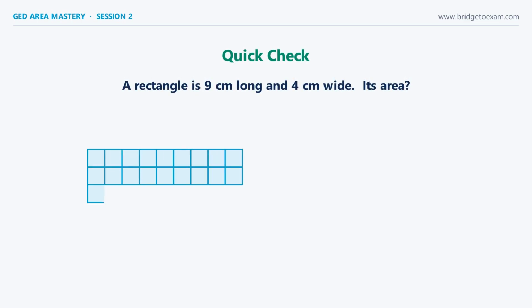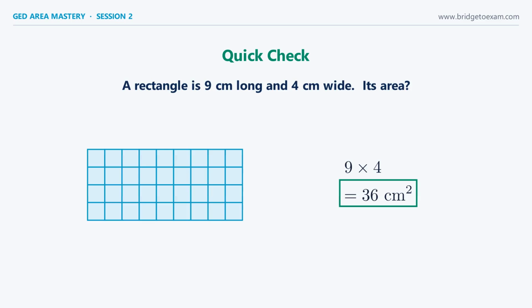Your turn. A rectangle is 9 centimeters long and 4 wide. Multiply. 9 times 4 is 36 square centimeters. If you got 26, you found the perimeter.